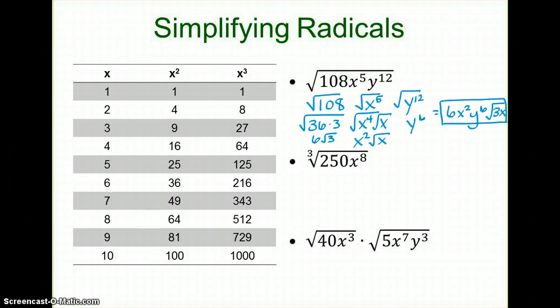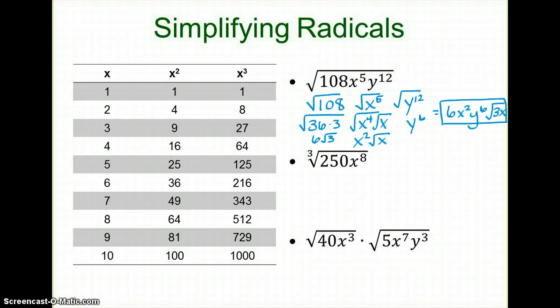Okay, so now let's move on to the second example. This time I'm doing a cube root, same process, just dealing with perfect cubes instead of perfect squares. So I'll be checking out this list of perfect cubes for my 250, which you'll see is not on the list. The largest perfect cube that's going to go into 250 is 125.